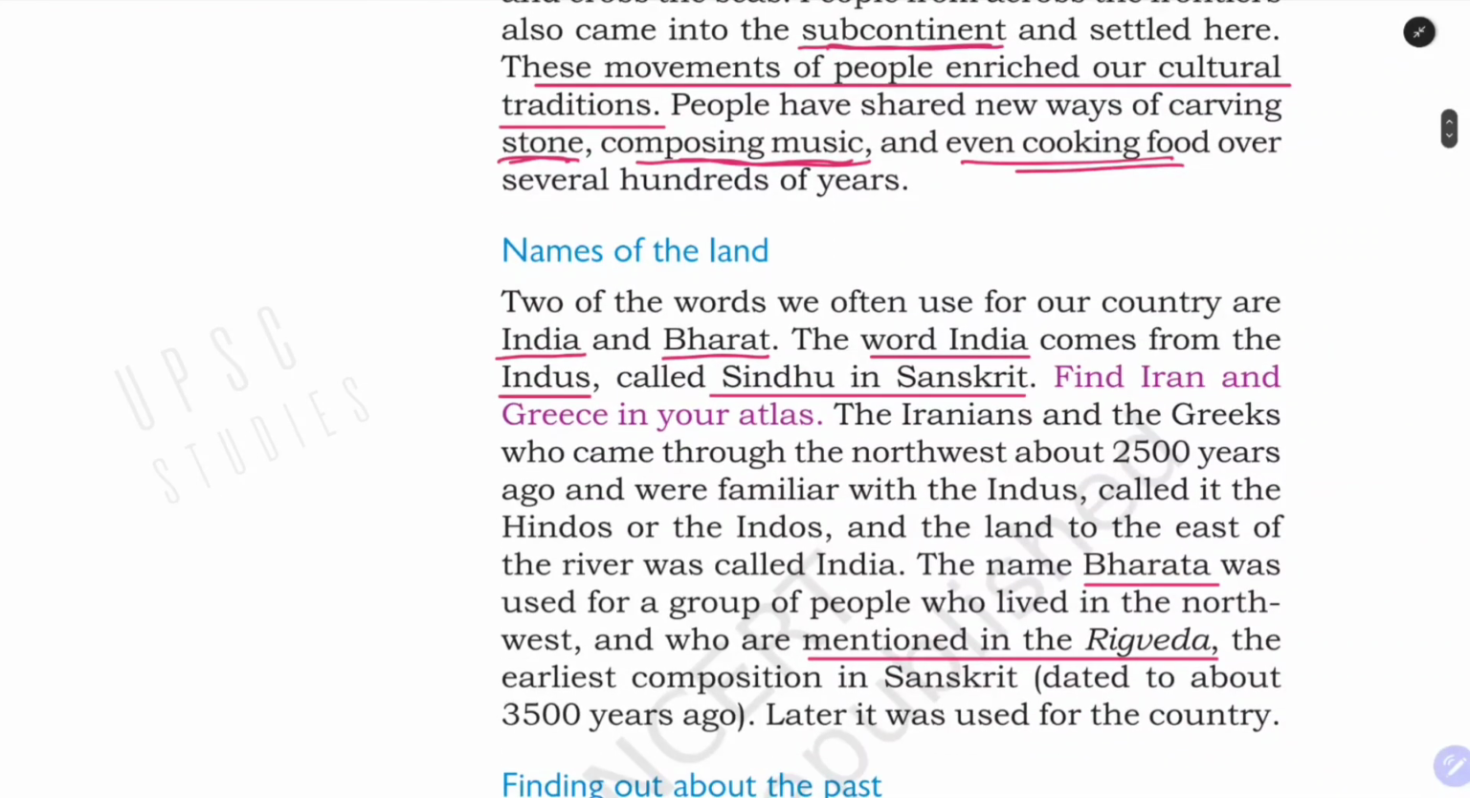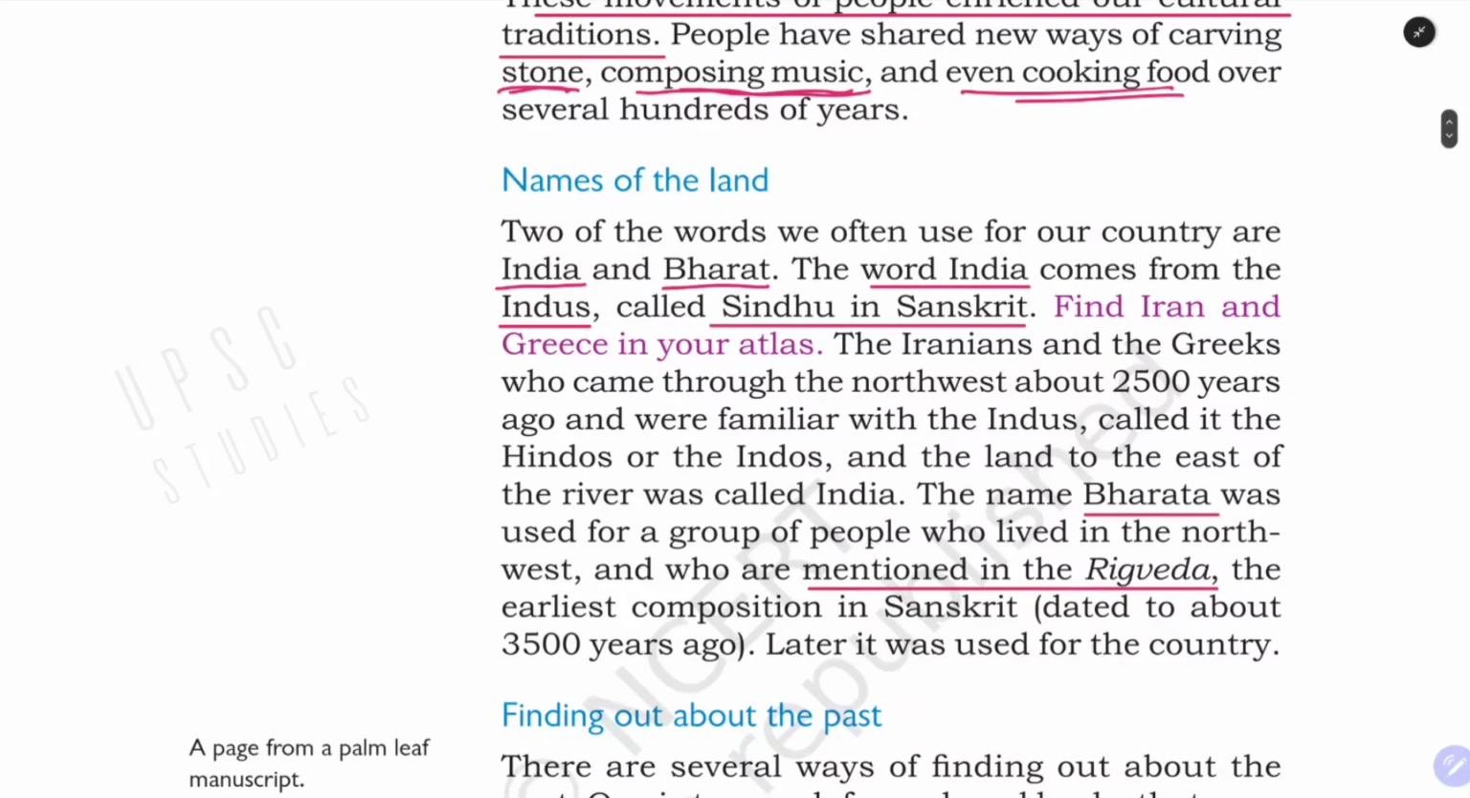Let's study about the name of the land. Two of the words we often use for our country are India and Bharat. Where did these names come from? The word India comes from the Indus, called Sindhu in Sanskrit. The name India came from the Indus, called Sindhu in Sanskrit.